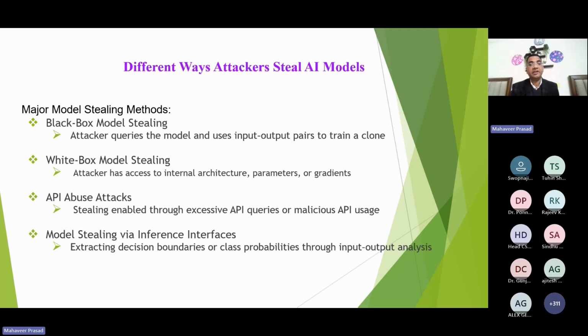Model stealing via inference interfaces, extracting decision boundaries. So now we are playing with the boundaries. Earlier we were playing with the input and output. Now we are playing with the boundary. If you are changing the input, the attacker will find out at what point the output changes.